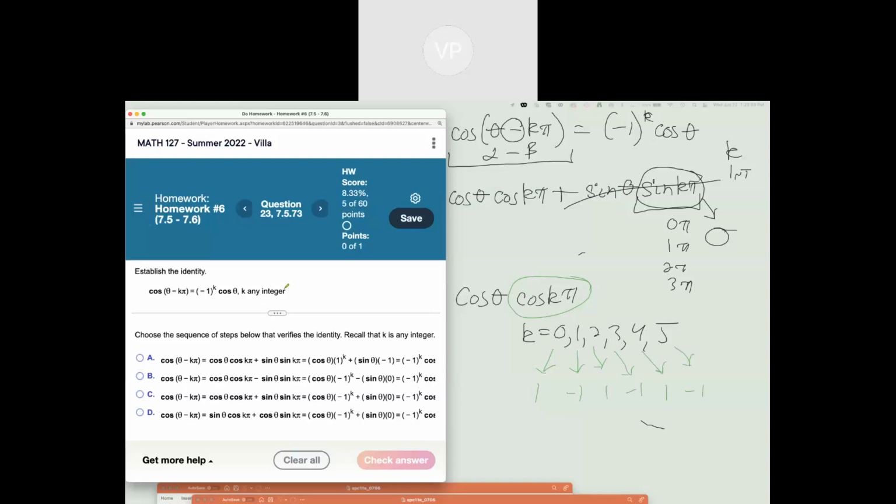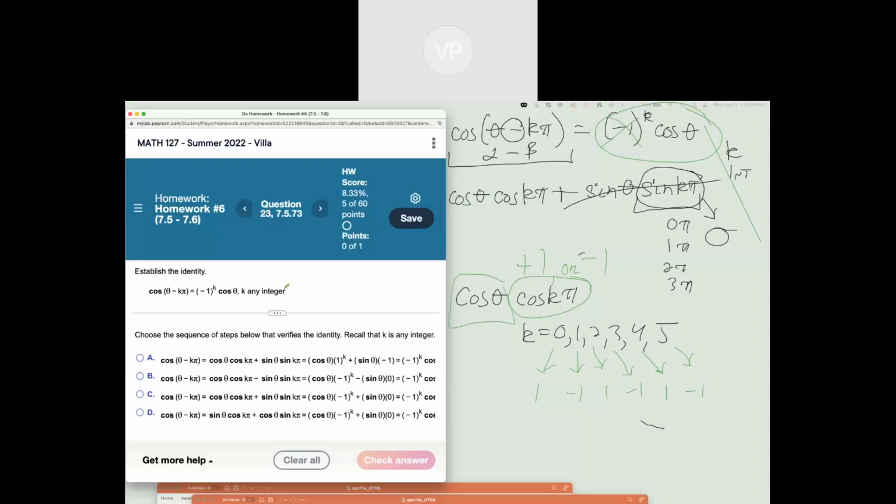Essentially, when k is even, you're going to get a 1. When k is odd, you're going to get a negative 1. Well, that's all you're getting. You're getting ones or negative ones right here. This is what this part is saying. When k is a multiple of 2, 4, 6, 8, 10, it makes the negative 1 go away and you get a plain cosine. When k is odd, then you get a negative cosine in front of there.